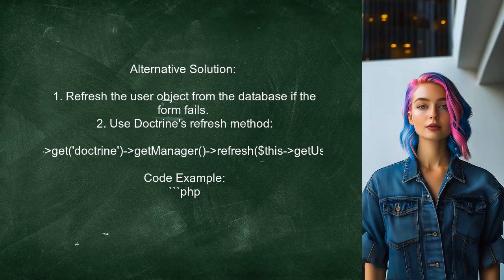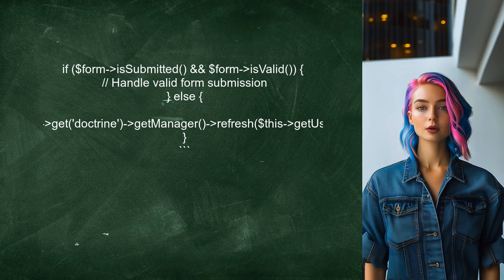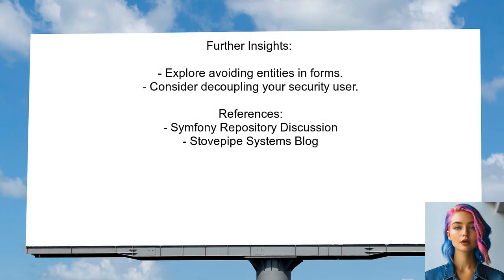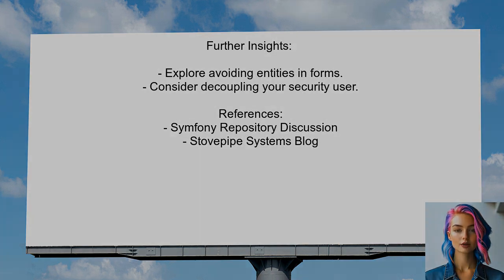Let's see another perspective. This user suggests a different approach to handle the issue of populating the wrong email into the token. They point out that after calling handle request on the form, the email from the token user object gets updated. Initially, they considered implementing the equatable interface in the user entity, but this did not resolve the problem since the compared object already had the incorrect email. Instead, they recommend refreshing the current user object from the database if the form submission fails. This can be done by calling the refresh method on the Doctrine Entity Manager. Additionally, the user mentions that the Symfony repository discussion led to insights about avoiding entities in forms and decoupling the security user, which could provide a more complex solution to the problem.